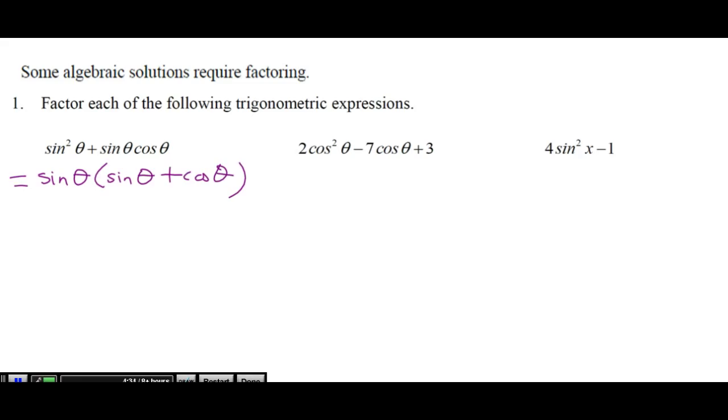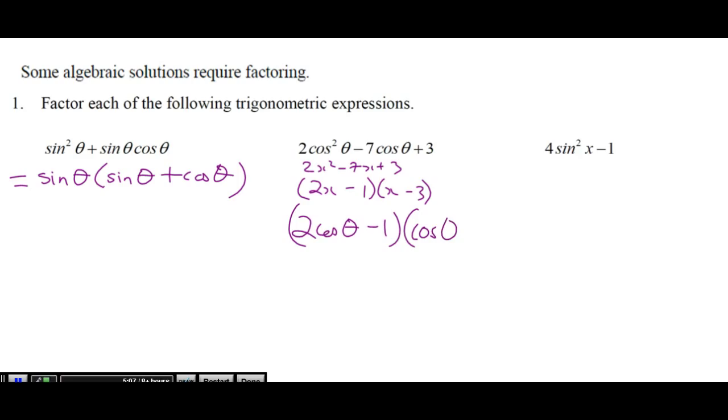The second one is a quadratic in cos theta, right? Usually we do quadratics in x, but this is no different than 2x squared minus 7x plus 3. You could factor that, and then you say, well, wait a second, there were no x's. There never were any x's in there. So it's 2 cos theta minus 1 and cos theta minus 3, right? That was on your scrap paper somewhere.